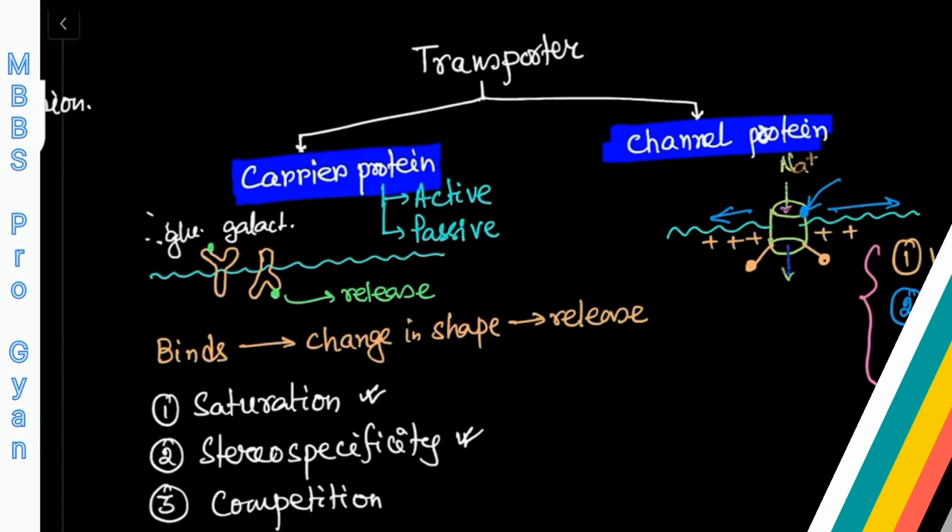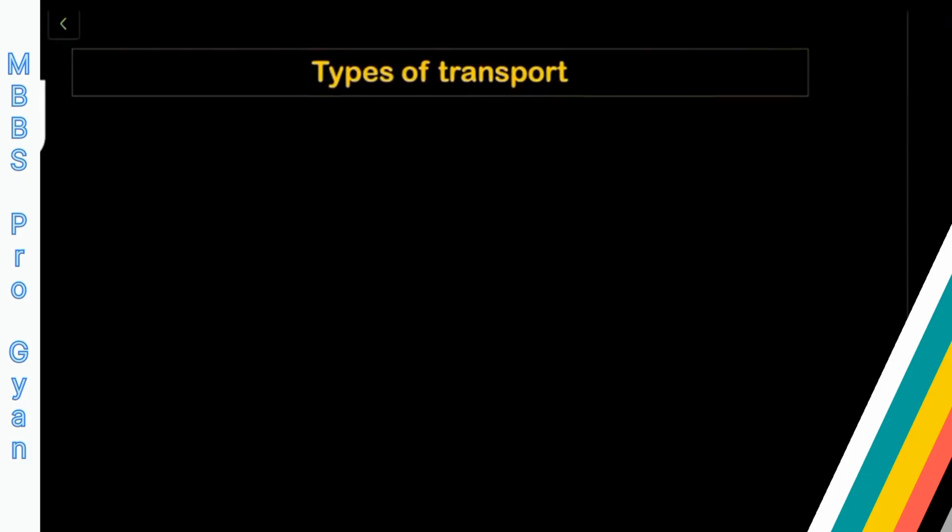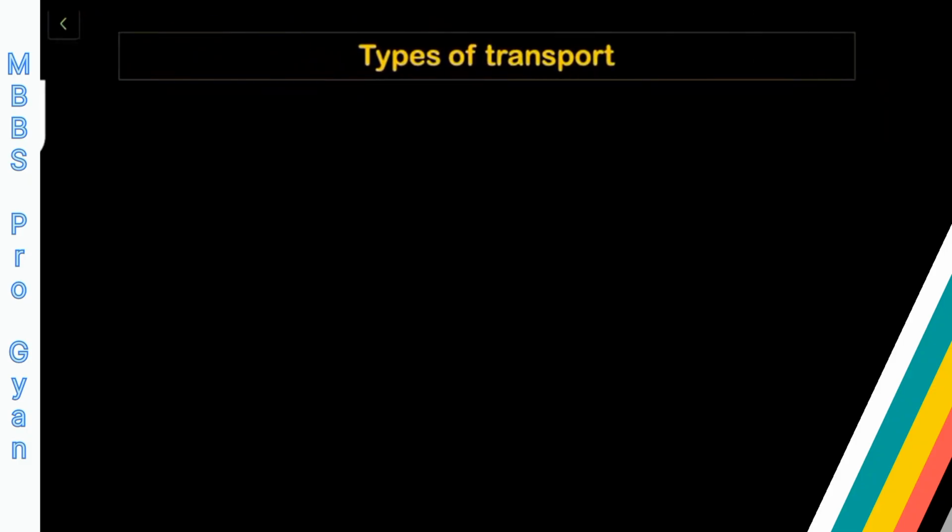So please remember, whenever we say that this transport process is based on carrier protein, it will also follow three kinetics. One is saturation, one is competition, and the third one is stereospecificity. So this is about the carrier protein and channel protein. Now we are going to classify the different types of transport.